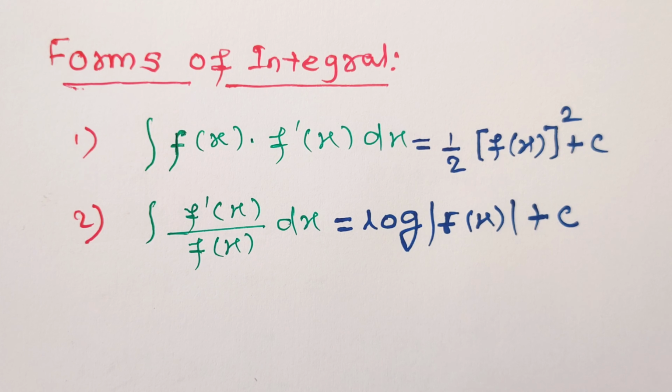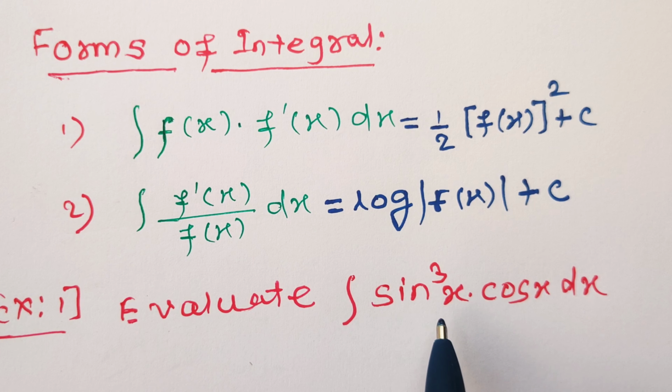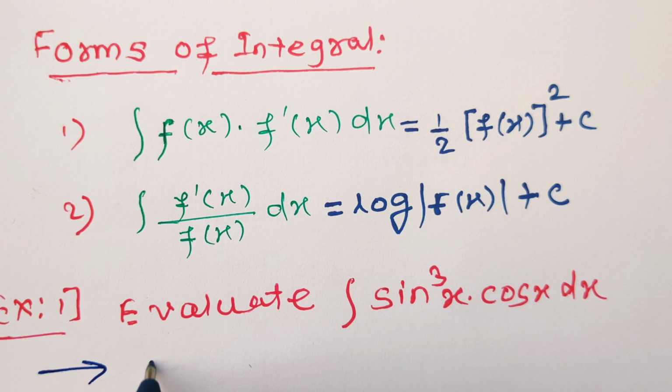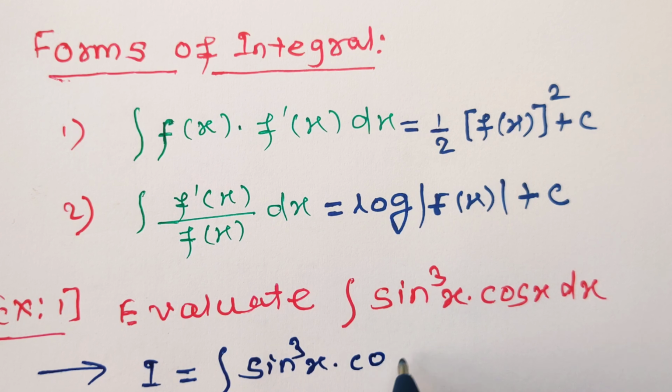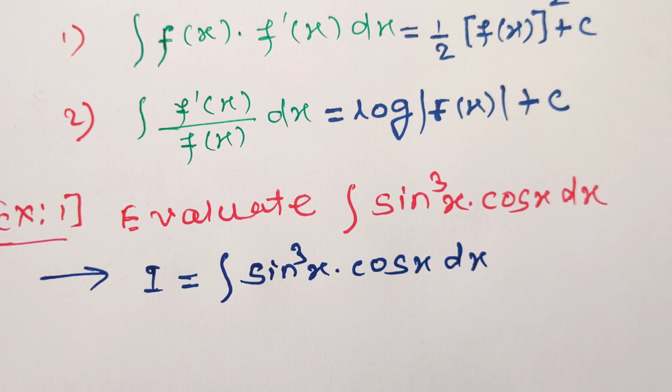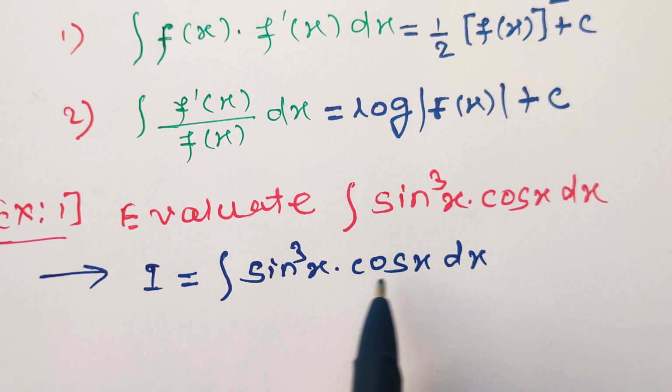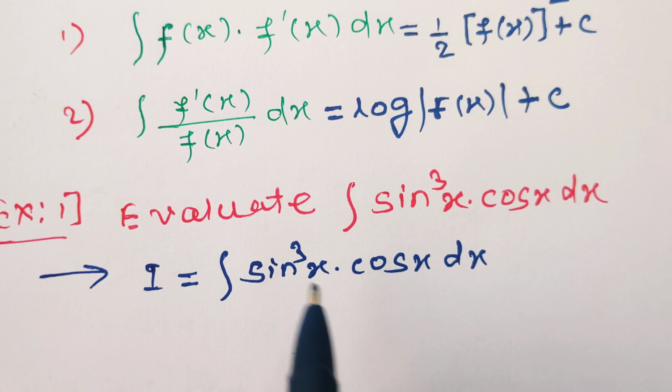Let us solve sum number 1. Integral of sin³x into cos x with respect to x. First of all, let us assume I is equal to the given integral, sin³x into cos x with respect to x. Now you can observe this integrand is complex. So splitting this integrand in two parts. First part assuming sin³x and second part that will be cos x.